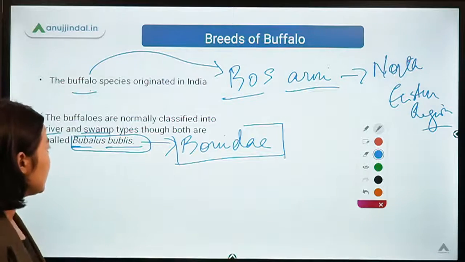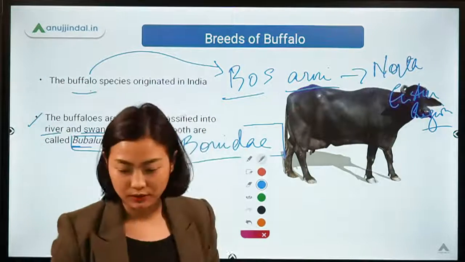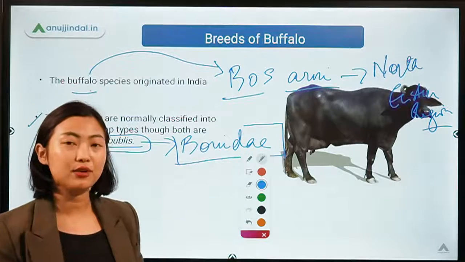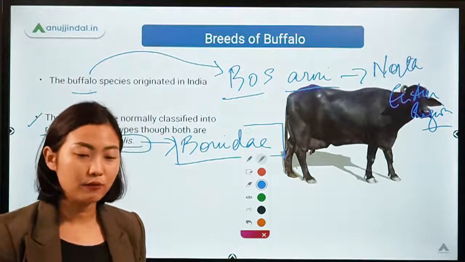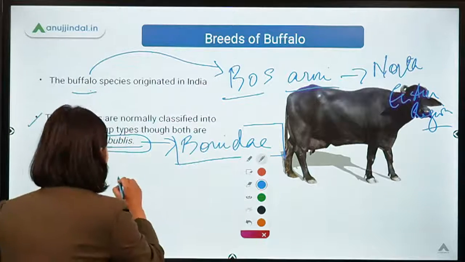Another point that you guys need to remember here is that I've given just a rough diagram of what a buffalo would look like. Especially in India, we would mostly find the river type of buffaloes, but the swamp type of buffaloes can also be found in the eastern parts of the country.